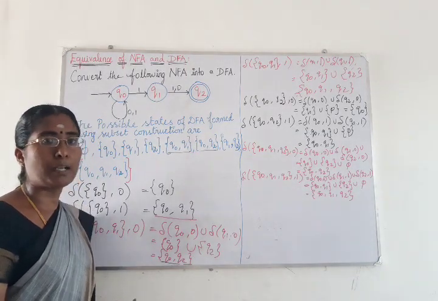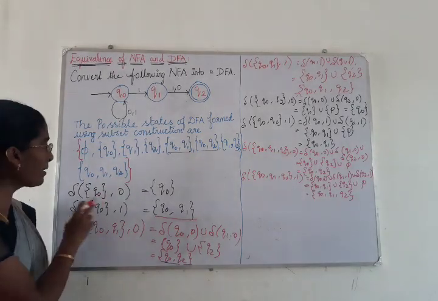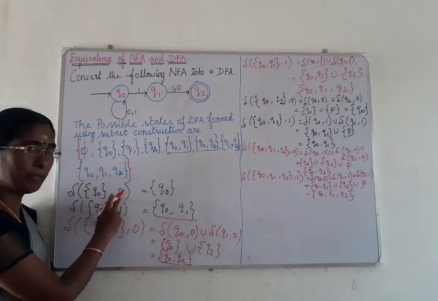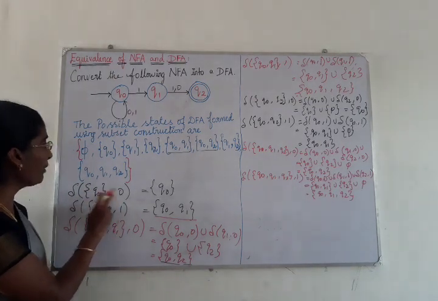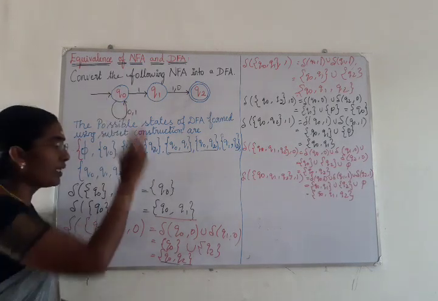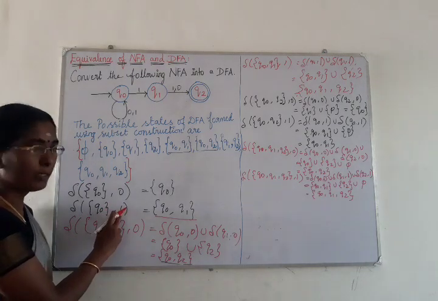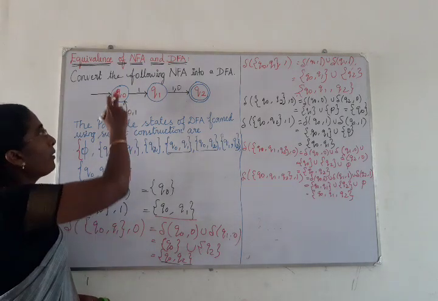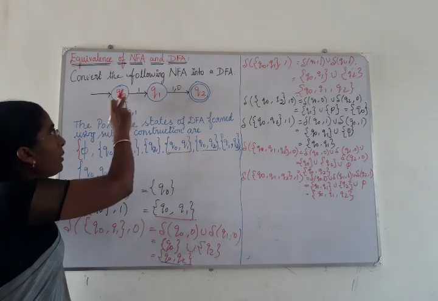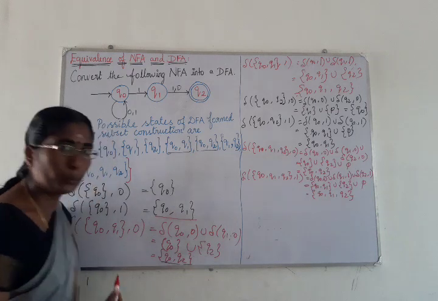Next we have to find the transitions of the DFA. First we start with the start state, Q0. Extend the start state Q0 for the input symbol 0. What is the transition for Q0 on input 0? It is a self transition, that is Q0. Next, Q0 for the input symbol 1. What are the transitions for 1 from the state Q0? One is the self transition, Q0, and another is to the state Q1. So it is Q0, Q1.